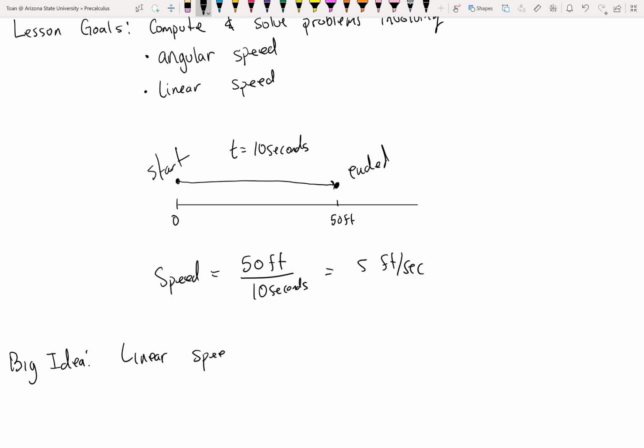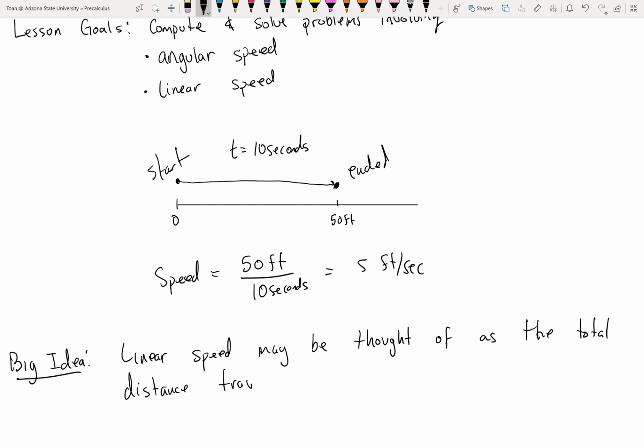Linear speed may be thought of as the total distance traveled in a particular amount of time. This is the classic speed that we think of. It's always distance over time.